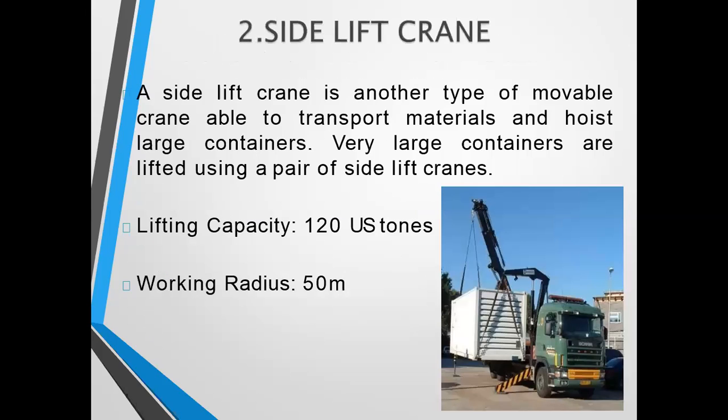The next type of crane is the side lifter crane. This is another type of movable crane. The side lifter crane is a road going truck or semi trailer able to hoist and transport ISO standard containers. The container lift is done with a parallel crane like hoist which can lift a container from the ground or from railway vehicles. The lifting capacity of this kind of crane is 120 US ton and the working radius is 50 meters.